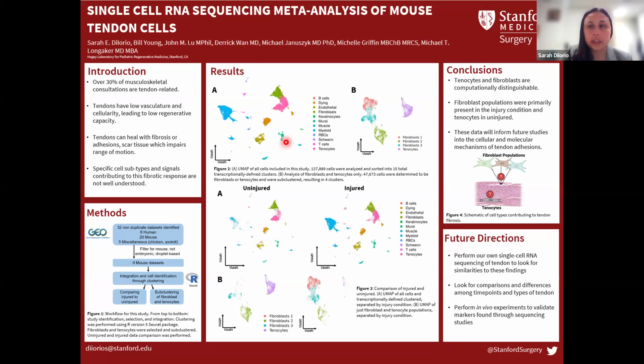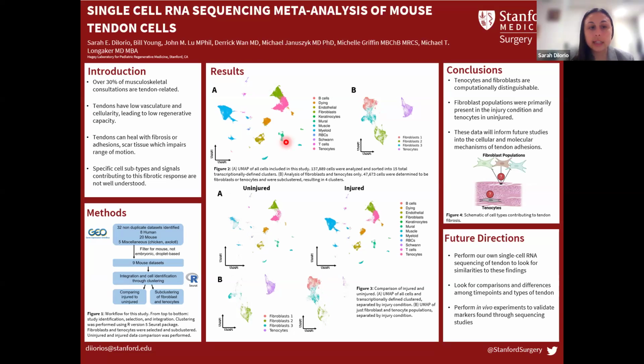I'm an MD PhD student in the Longacre Lab, and today I'll be presenting a single-cell RNA sequencing meta-analysis of mouse tendon cells. As you probably know, tendons are very commonly injured tissues. They account for over 30% of all musculoskeletal consultations. Tendons have a very low vascularity and cellularity, which means that after injury, they have a very low regenerative capacity and don't heal very well.